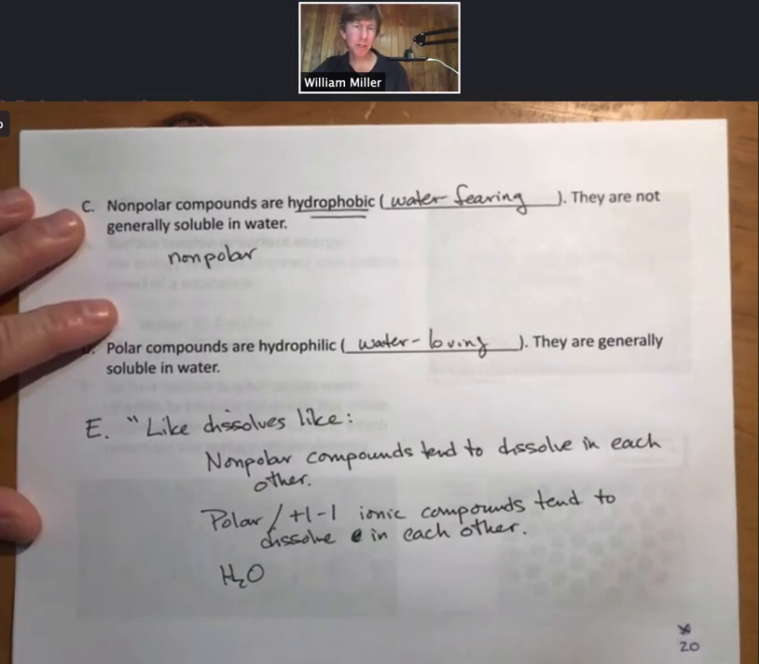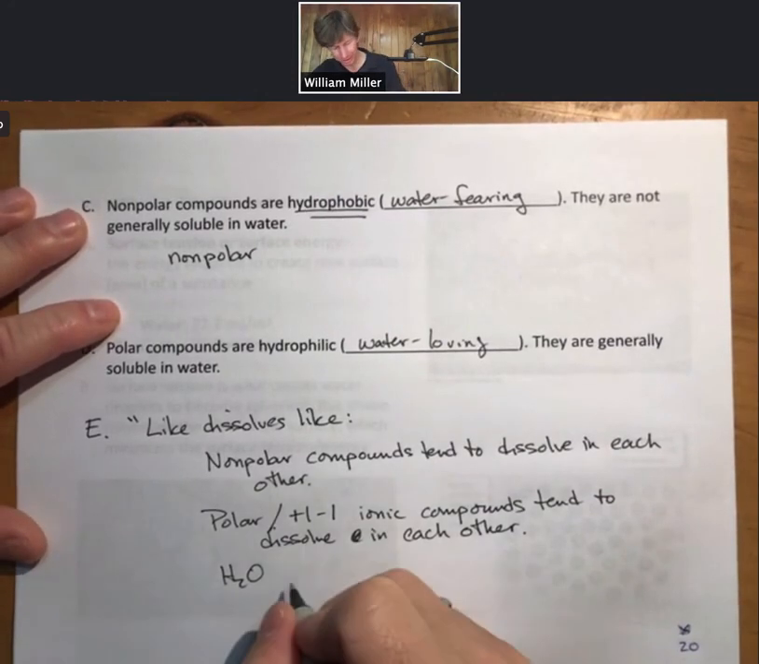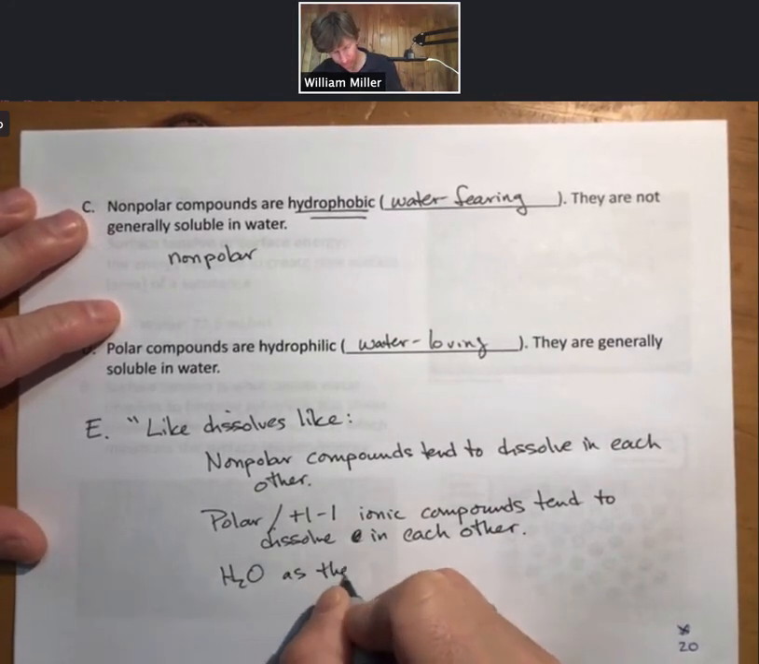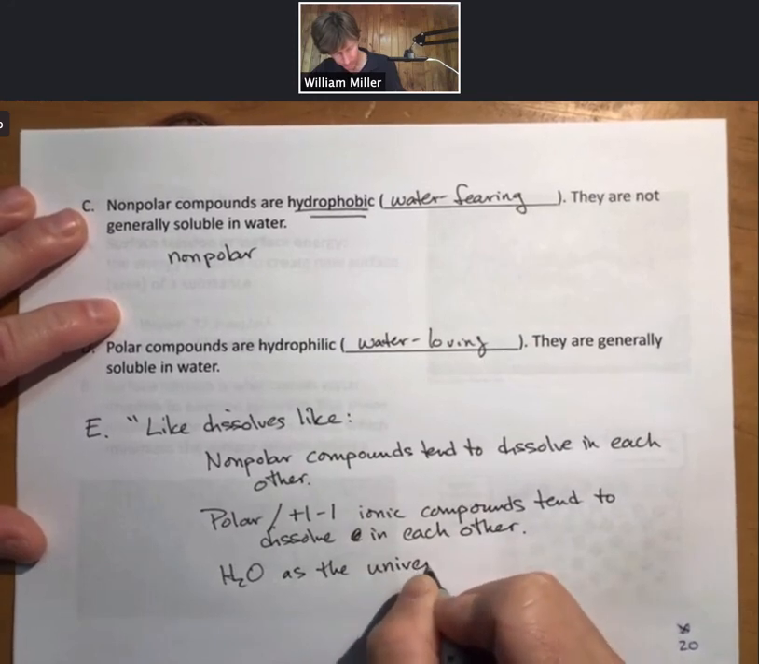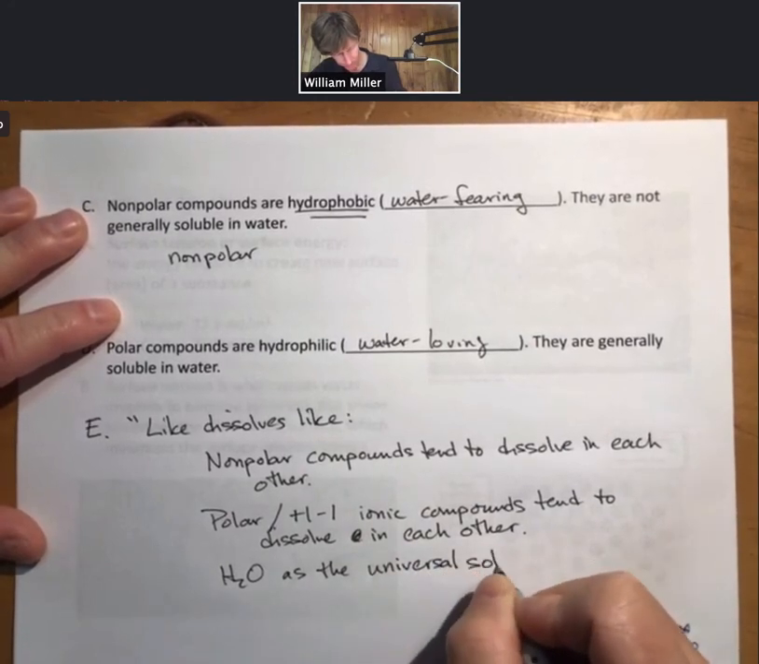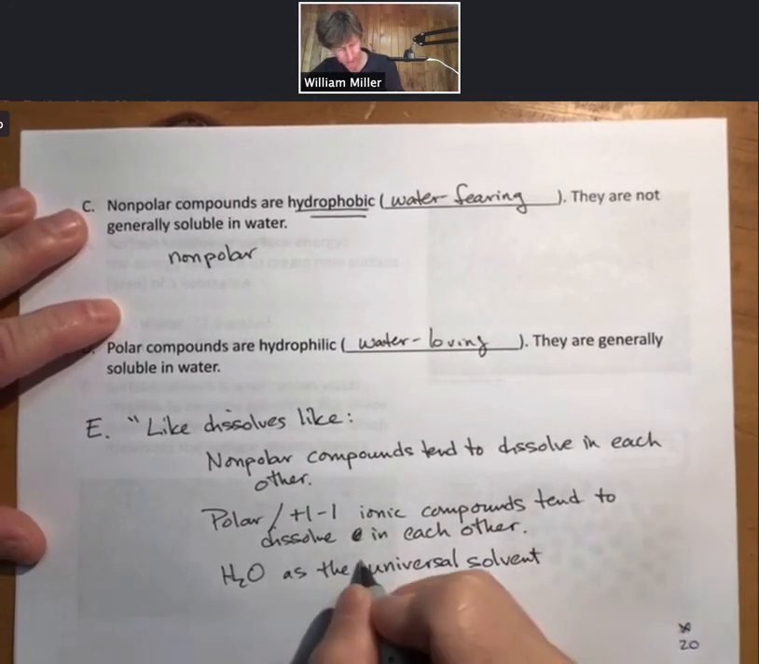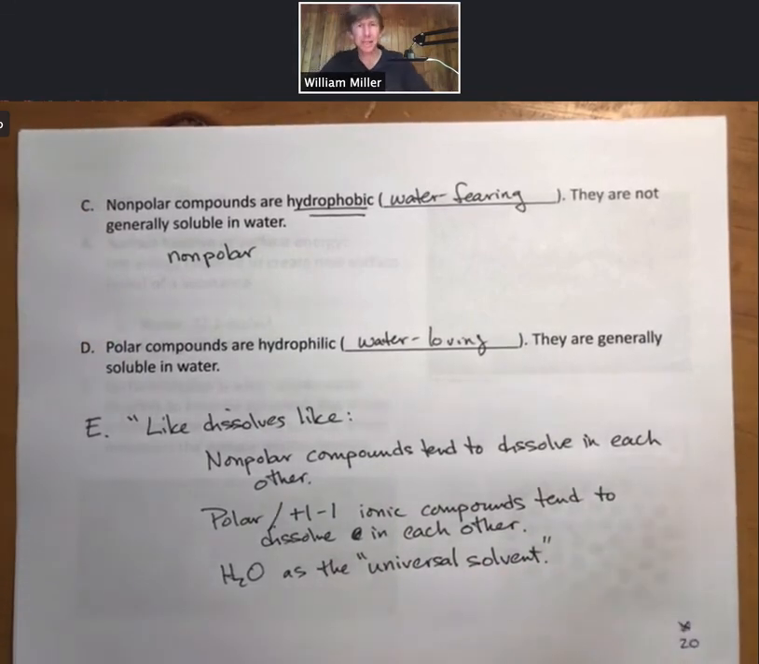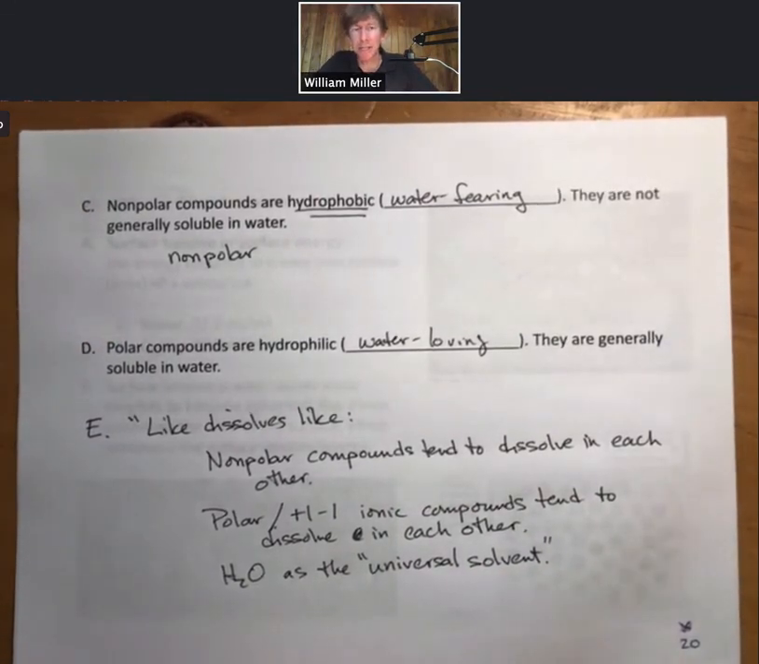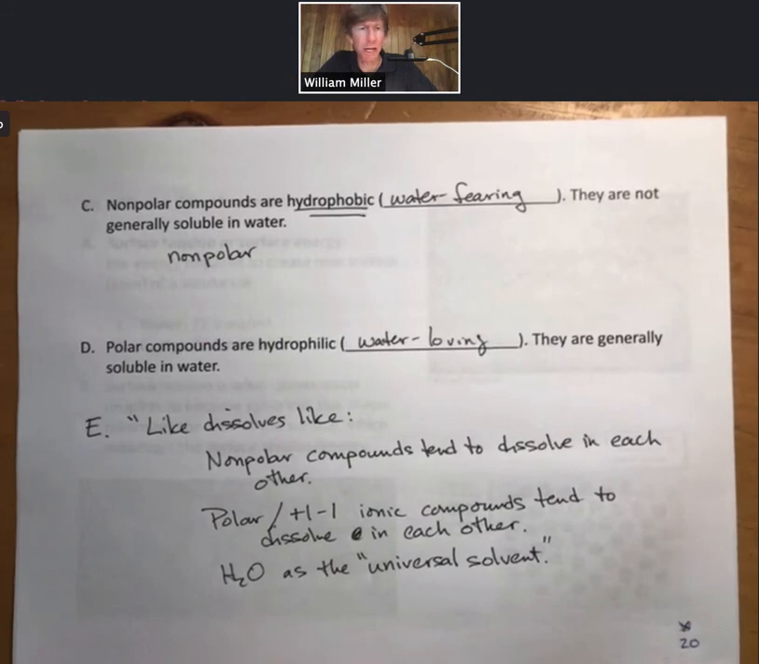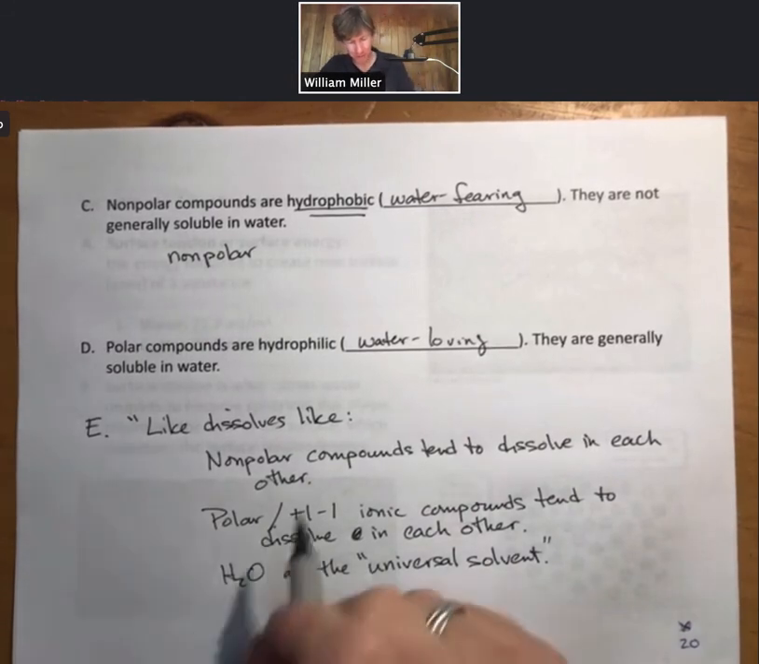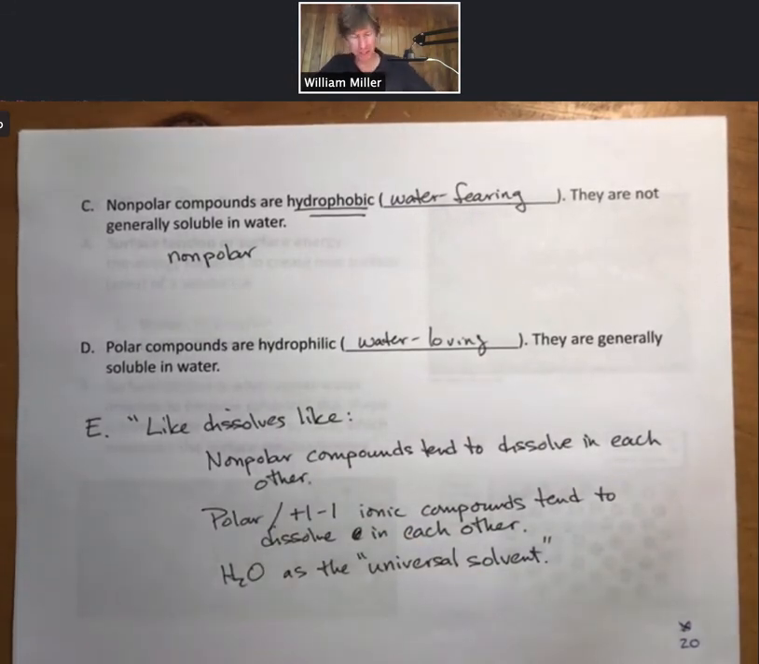And if you've ever heard of water as the universal solvent, it is not universal, but it refers to the fact that a great many things dissolve in water. Nonpolar things do not, and +2, -2, +3, -3 ionic compounds do not. But most often, those are not the things we're interested in.